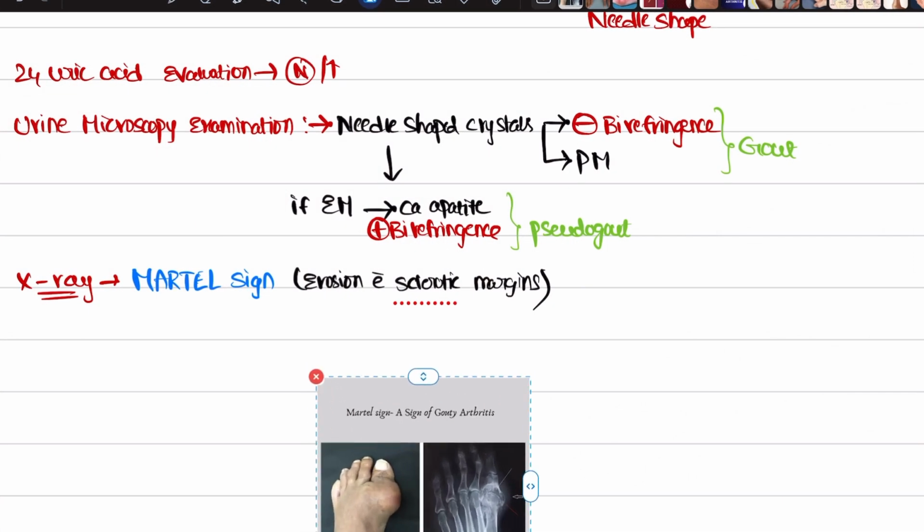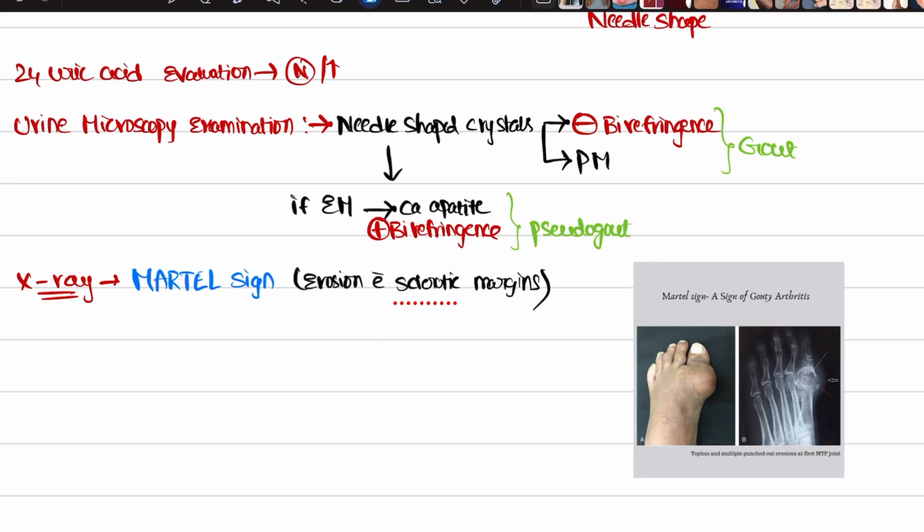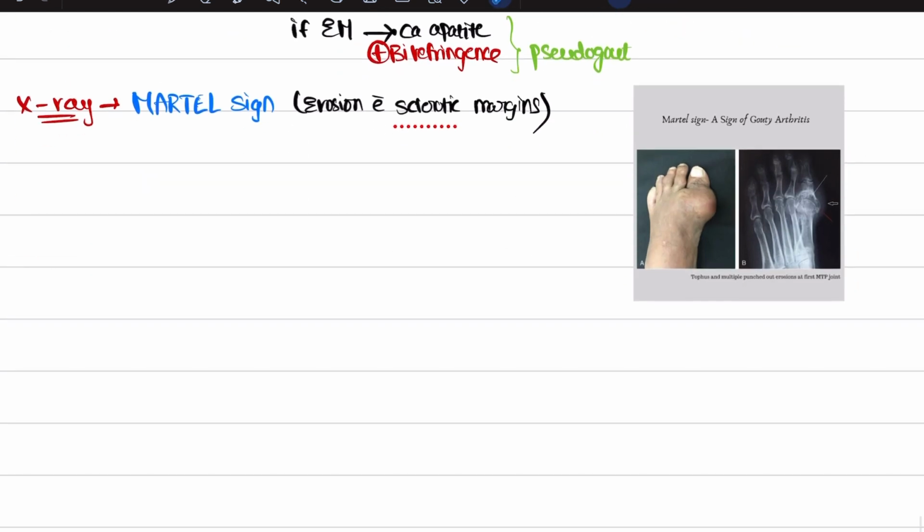See here, this is podagra. When we take the X-ray of this joint, we can see the blackness. This is the normal bone, which is white. But here there is a blackness, which is erosions with sclerotic margins. See the small hanging margin, and sclerotic means hard, thick margins. That's why the patient is getting pain. Here the inflammation is going on. So this is how it appears.